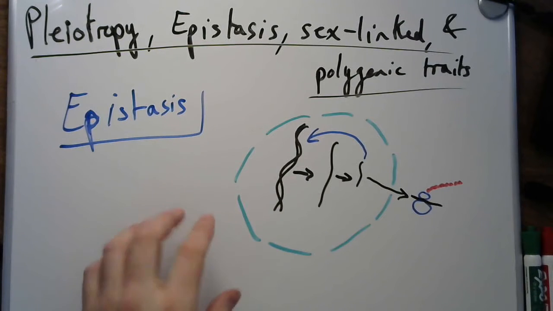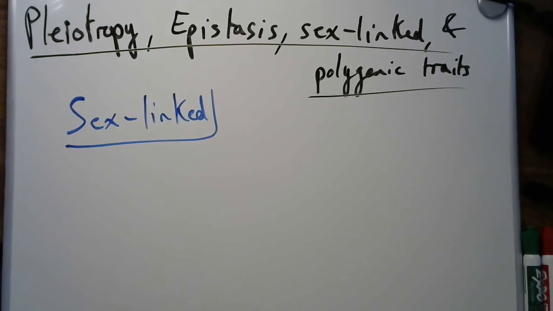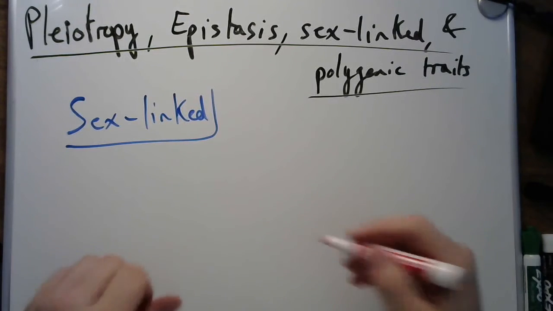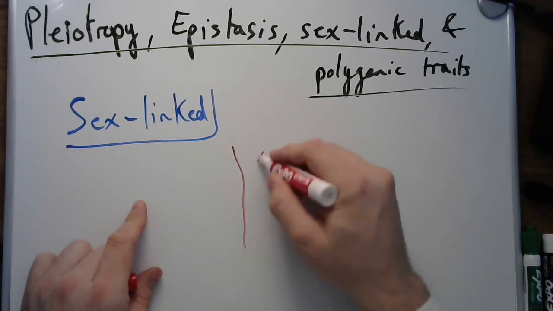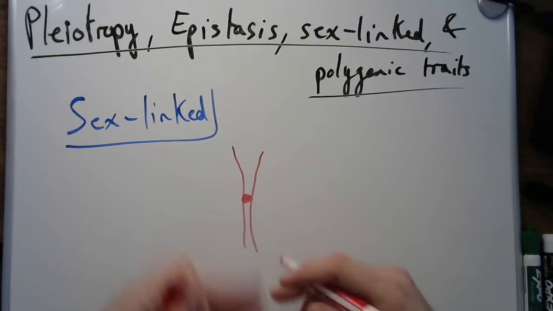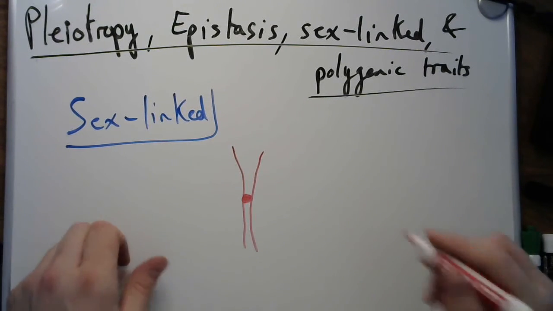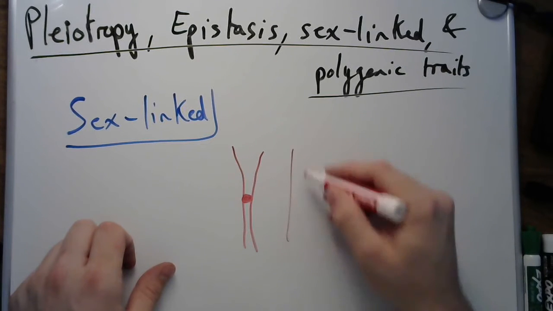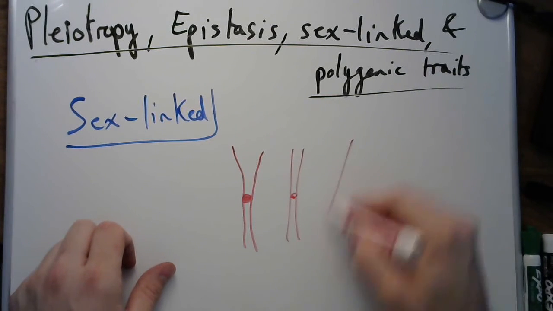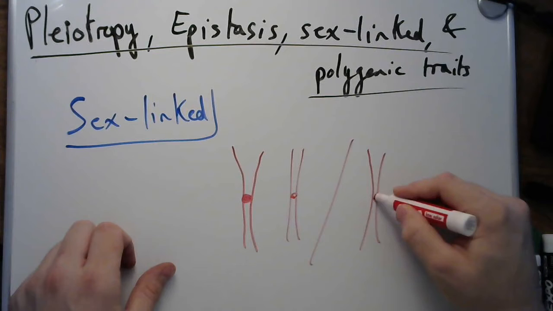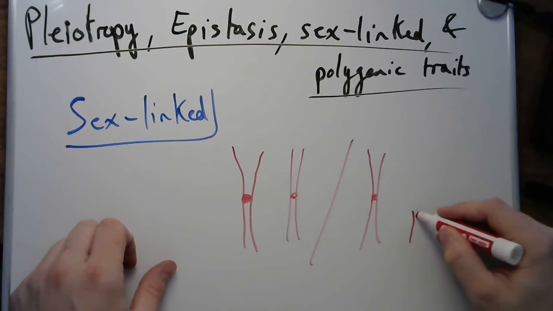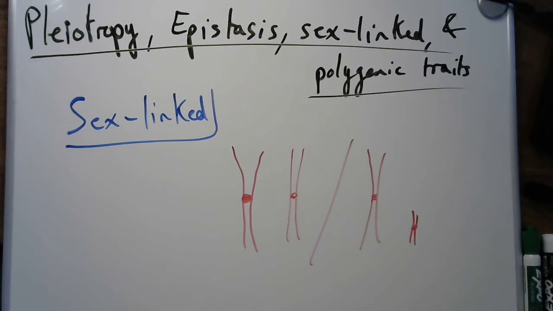Okay, let's switch to sex-linked. So to understand sex-linked traits, it's important to realize what that homologous pair of sexual chromosomes is. You have the X chromosome, that is huge, big, with branches. That's a replicated X chromosome, right? If you're female, you have two of those, two X's, and if you're male, you have one X, and then you have a Y that is a little chromosome down there.